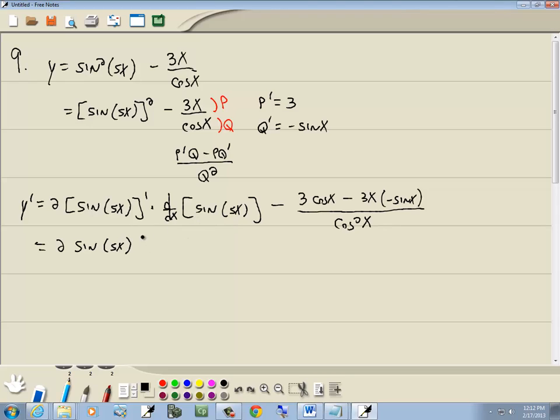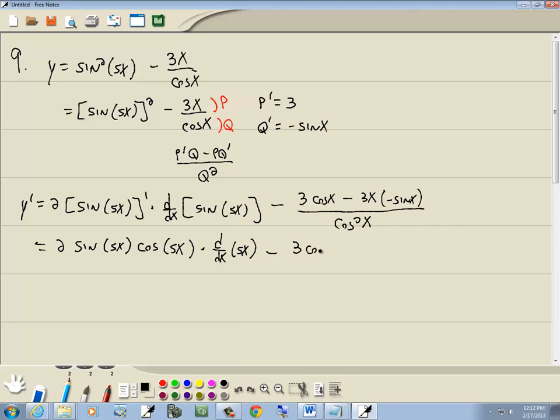Now the derivative of sine 5x is cosine 5x. But we have to multiply it times the derivative of what's inside the parentheses. So we'll multiply it times the derivative of 5x. Now the reason we have to do this is, again, the chain rule. Because we have more than just a sine x. When you have more than a single x here, that's when you have to multiply it times the derivative of what's inside the parentheses.